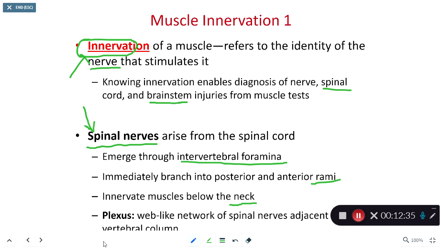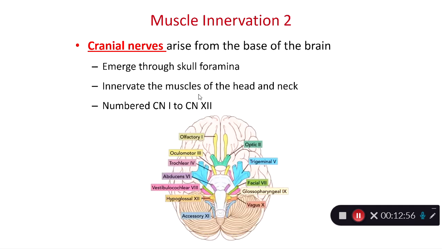As these spinal nerves are exiting the spinal cord, they're going to crisscross and form a web known as a plexus, and these plexi, or the plexus, is going to be directly adjacent to the vertebral column. There's a cervical, a brachial, a lumbar, and sacral plexus that we're going to ask you to focus on with your lab objectives.